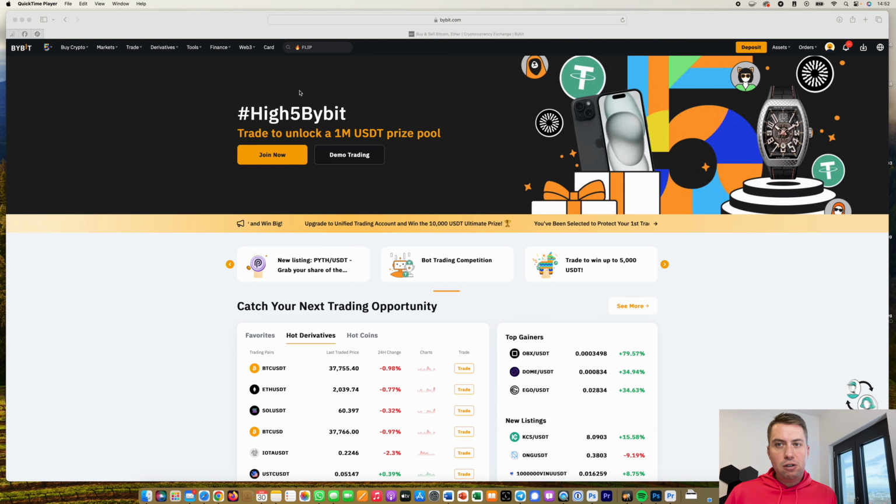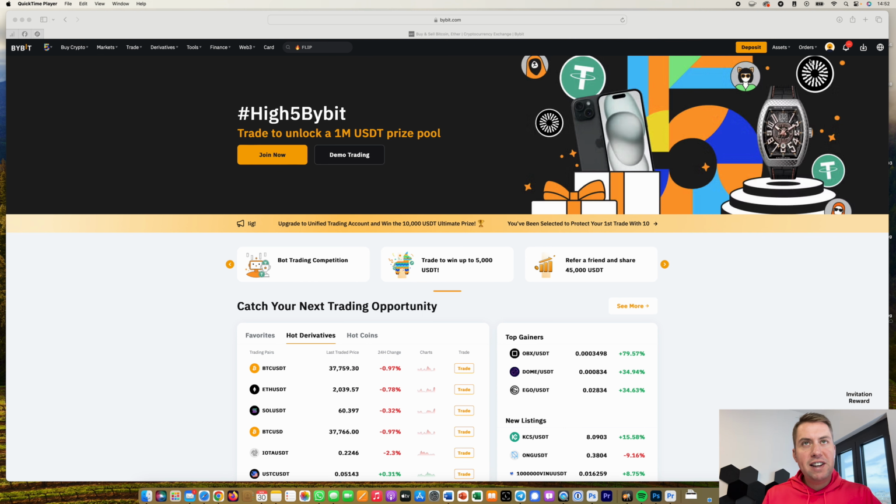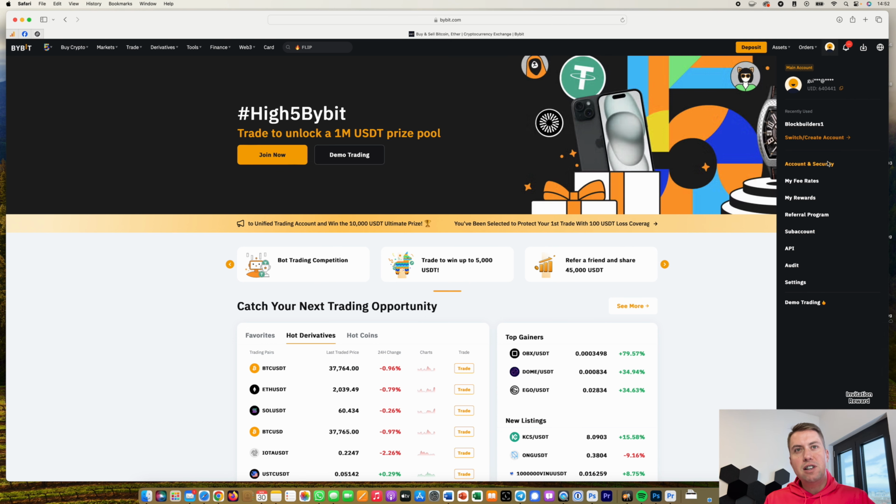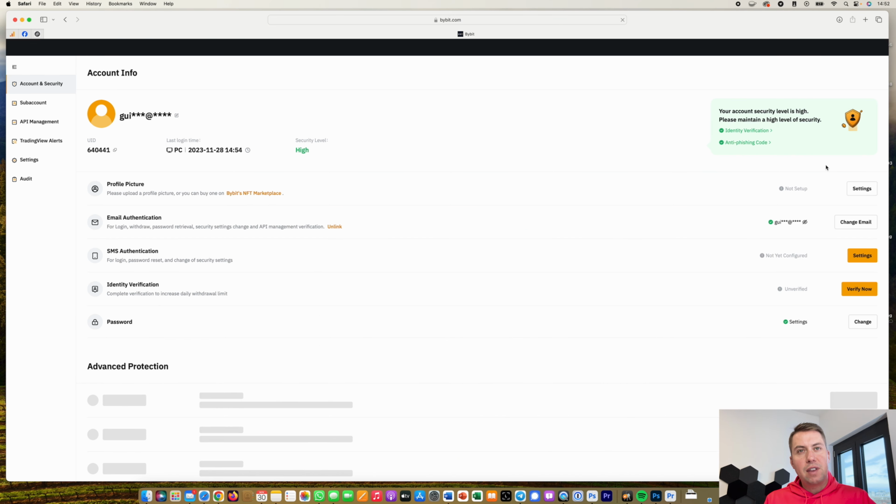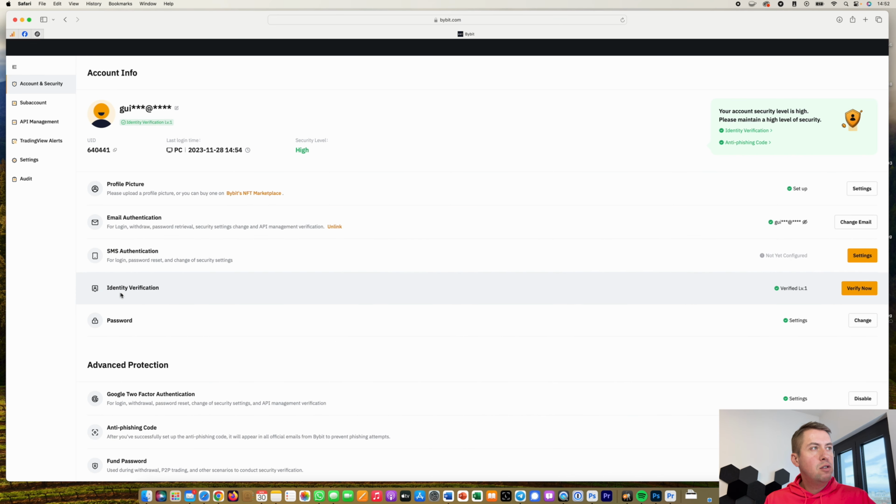So once you have an account, you have to know that you need to verify your identity, and if you haven't done that during the sign-up process, you need to do it then. So you just go into your account and then identity verification and then verify now, and then you need to upload an ID or a passport, and then they usually automatically verify you. However, sometimes it can take a couple of hours if they have to check manually.